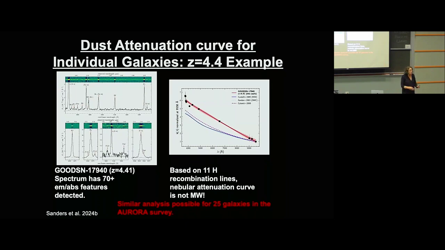In the Aurora sample alone, we have 25 galaxies where we can construct the dust attenuation curve on an individual galaxy basis and determine the systematic variation of this dust attenuation law in high redshift star-forming galaxies. Okay, so again, this is a big systematic in trying to construct the main sequence of star formation, and now we can hopefully eliminate the systematic uncertainty by measuring the dust curve in individual galaxies.